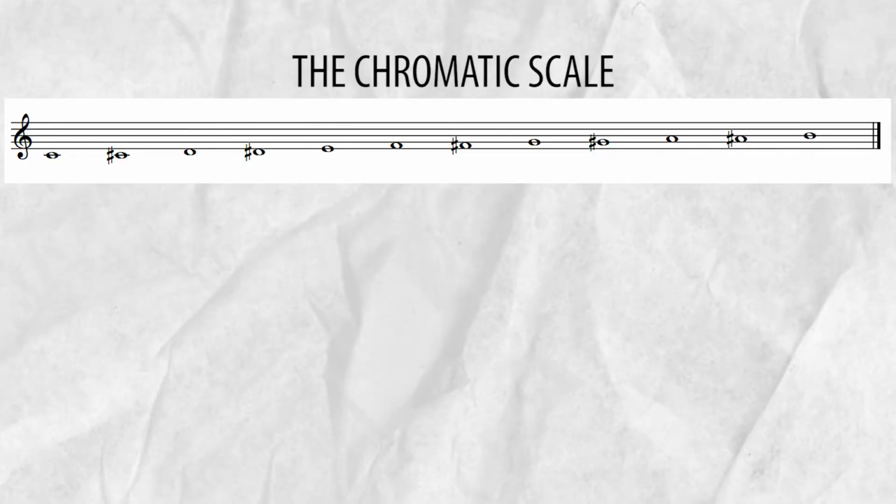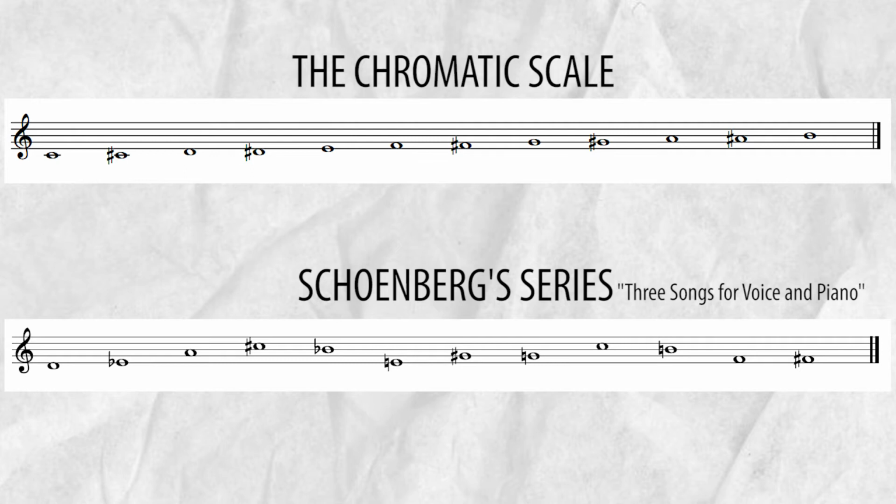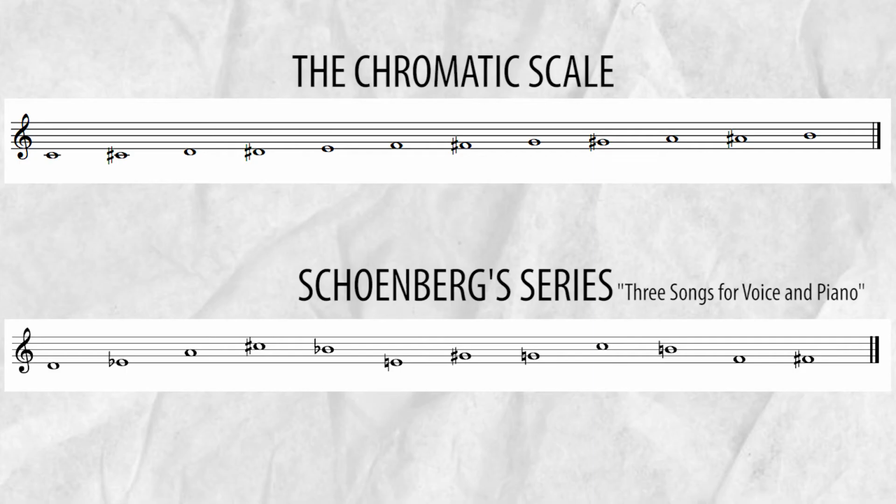This is the chromatic scale, and Schoenberg put it in this order for his piece 3 Songs for Voice and Piano. A very traditional way to compose with a series is to actually strictly follow the succession of notes in it. So if you start with D, you have to go to E flat and so on. The voice in Schoenberg's piece does exactly that.